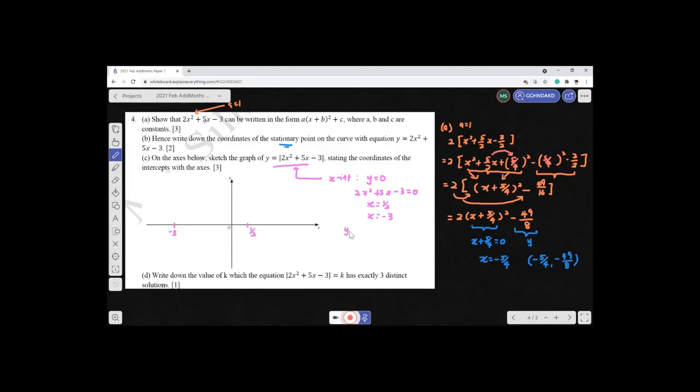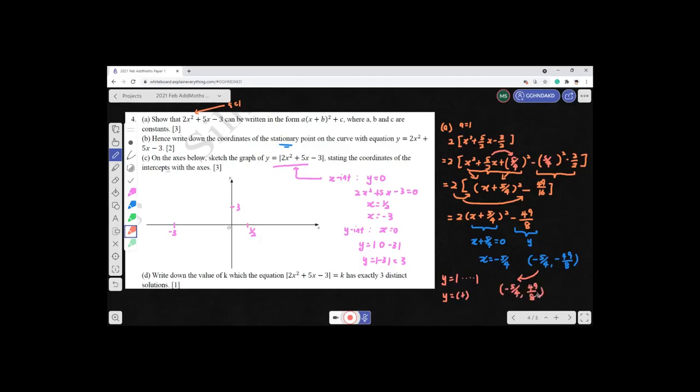And then you find the y-intercept. Putting your x equal to 0, so y equals modulus 0 minus 3, because you put all the 0 to the front. So y is modulus negative 3, giving you a positive 3. So this is a positive 3. Just now, we already found the stationary point, right? The stationary point is this. But now your y is a modulus of something. Meaning to say, no matter how, your y will become positive. If it's negative, it will become positive. So now your stationary point will become like that.